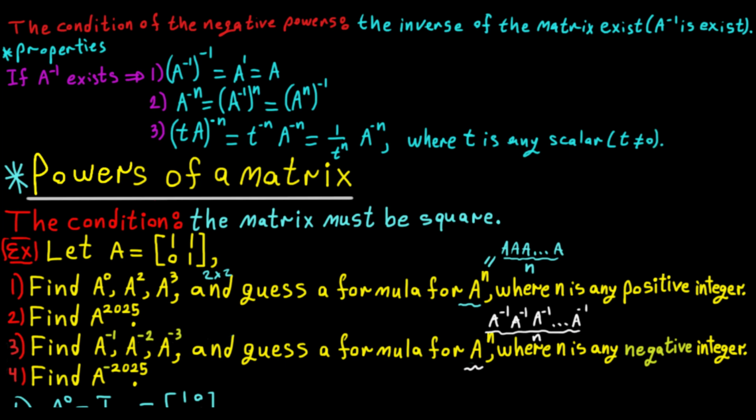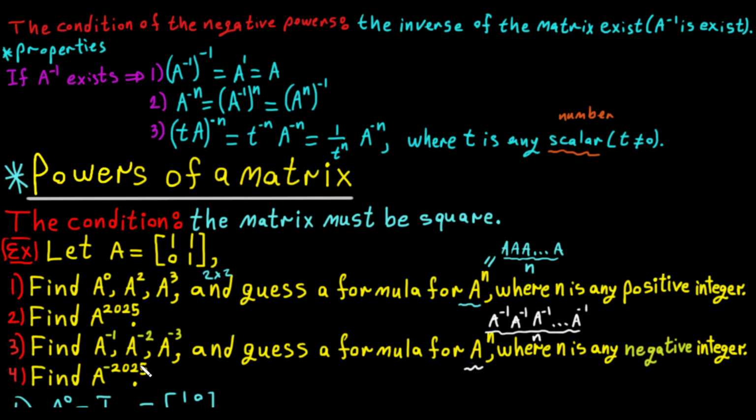Scalar here, I just want to illustrate what scalar means. Scalar means any number. So that's it here. These properties are very important to know to find this one. So A inverse has to exist to find or to answer question number 3 and question number 4.